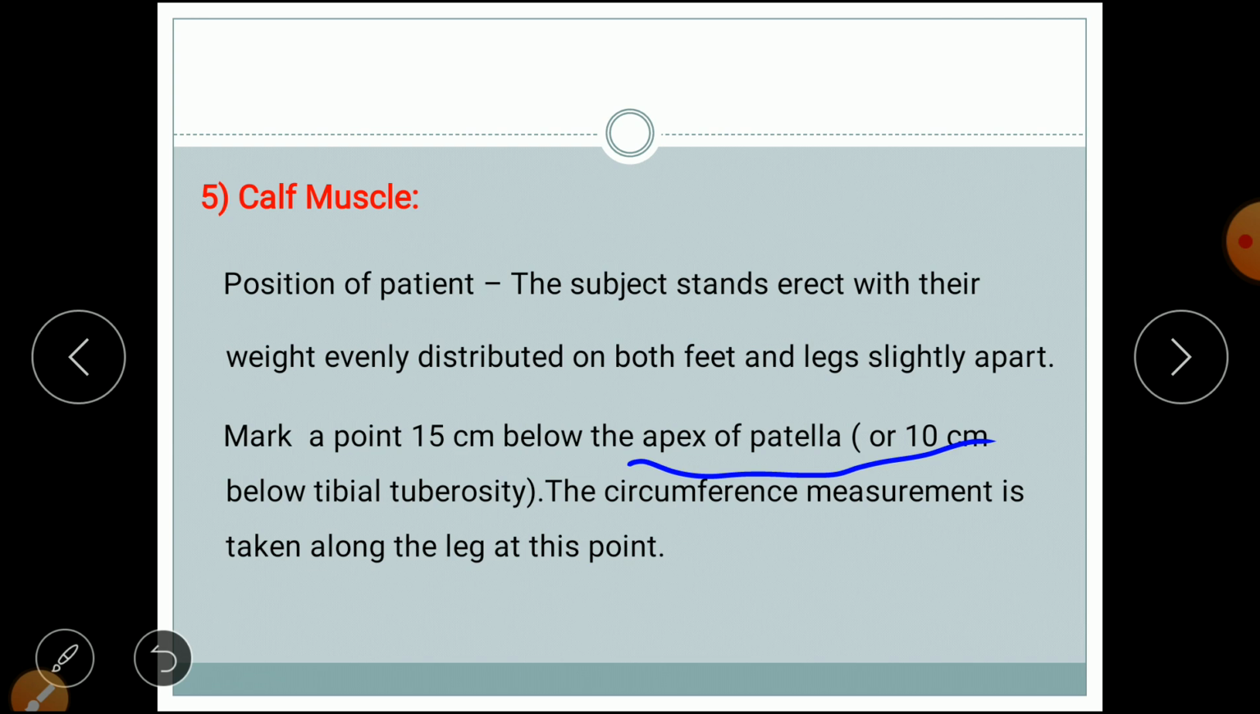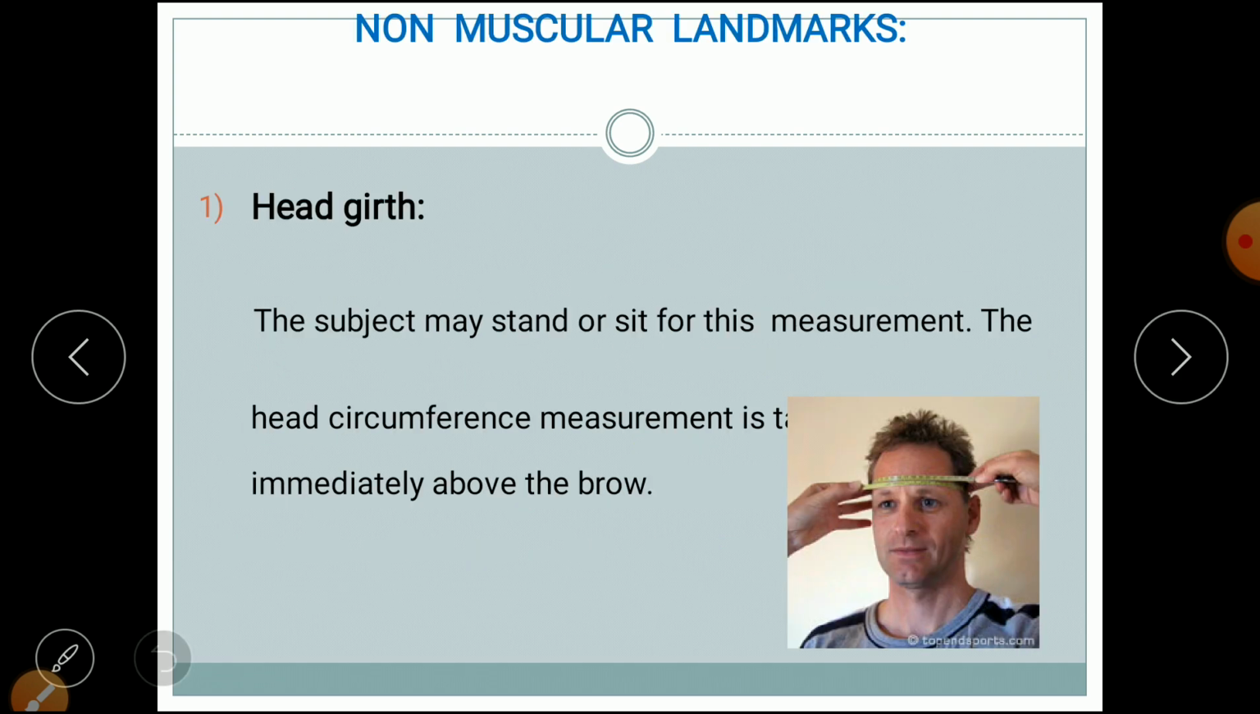For the thigh region we use above the base of patella, and for the calf muscle we use the point 15 centimeter below the apex of patella, and take a circumference measurement and compare with both sides. So that is about the calf muscle. Now the non-muscular landmarks, we can discuss in part 2.